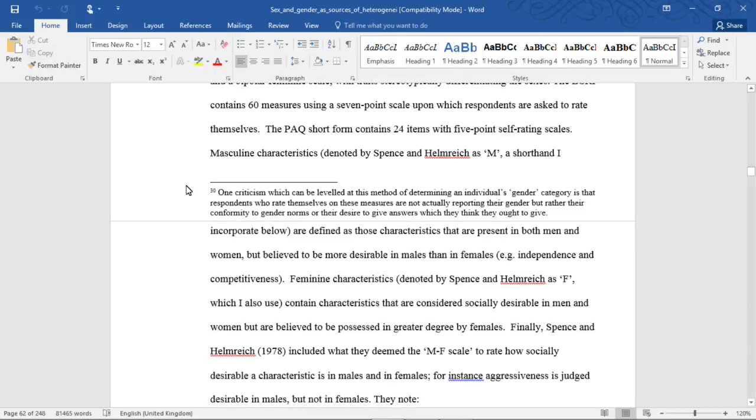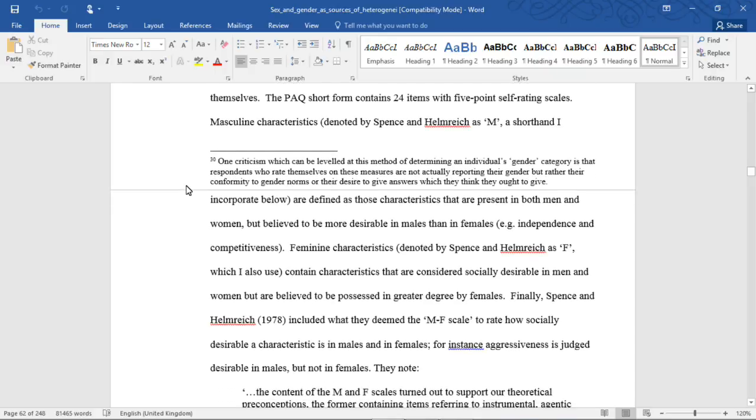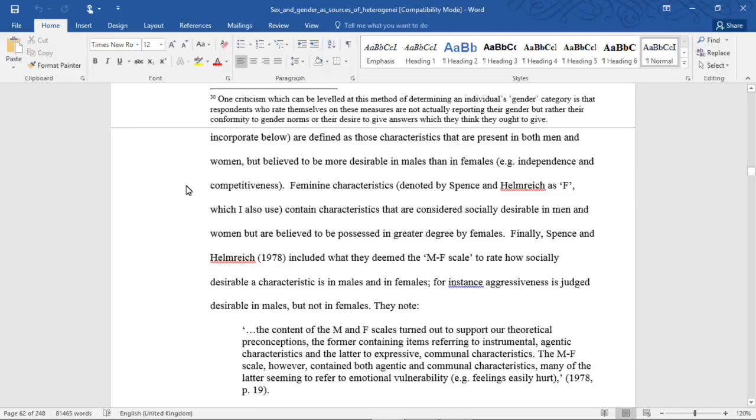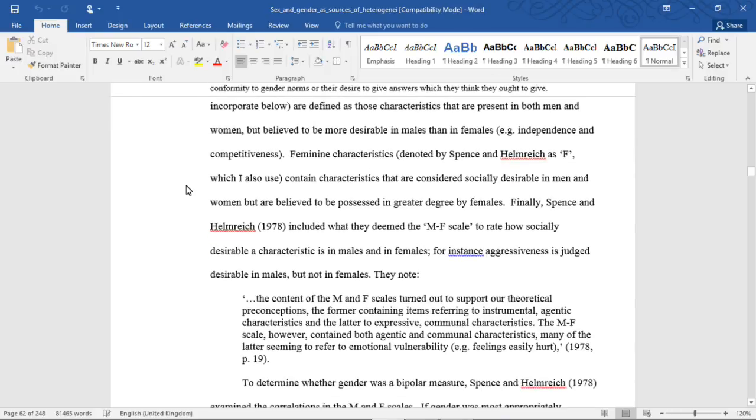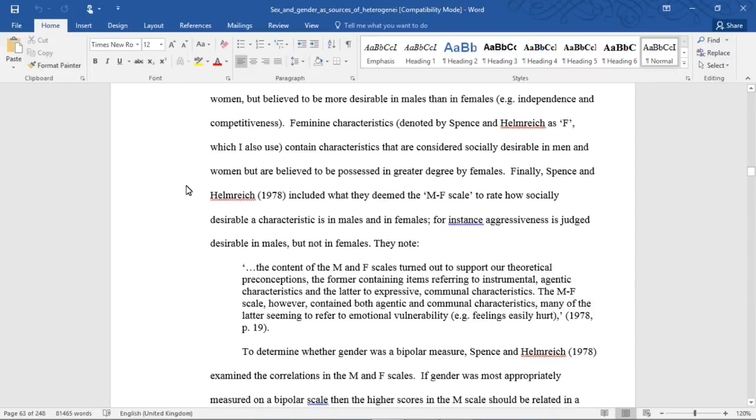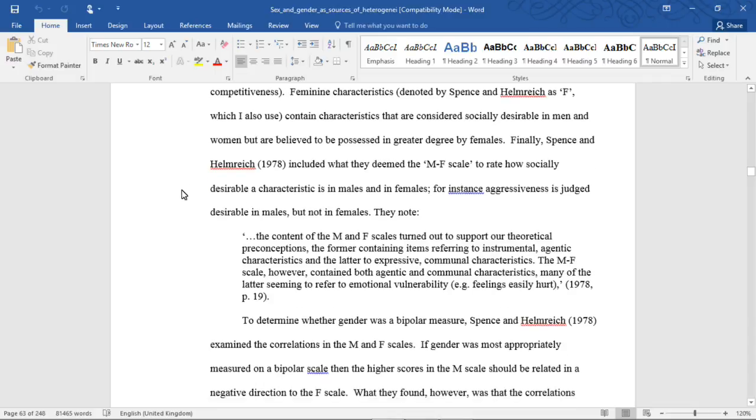Masculine characteristics, denoted by Spence and Helmreich as M, a shorthand I incorporate below, are identified as those characteristics that are present in both men and women, but believed to be more desirable in males than in females, for example, independence and competitiveness. Feminine characteristics, denoted by Spence and Helmreich as F, which I also use, contain characteristics that are considered socially desirable in men, but are believed to be possessed in greater degree by females.